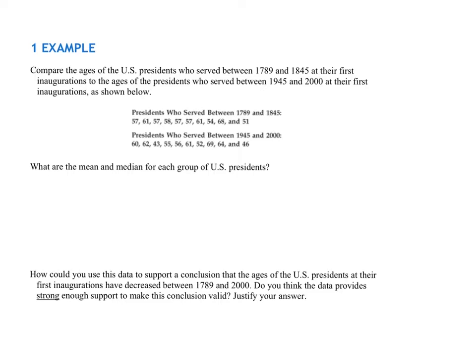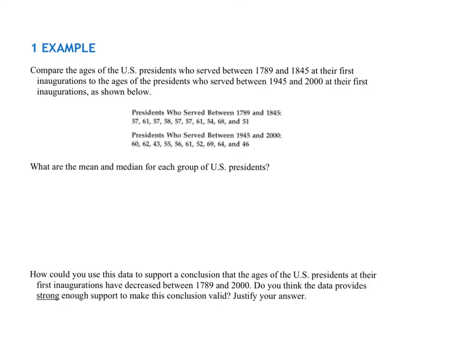In this first problem, we're looking at US presidents and their ages at the time of their inauguration. There's two groups, one from 1789 to 1845 and the other from 1945 to 2000. Each one of these groups has 10 numbers in total. So what we'll do is add up all the numbers, get a sum, and then divide by 10 to find the mean or the average.